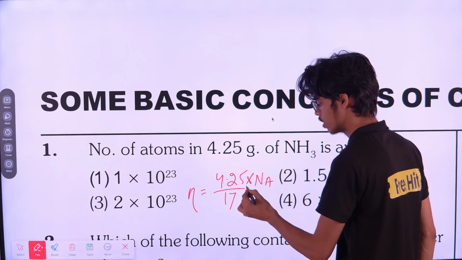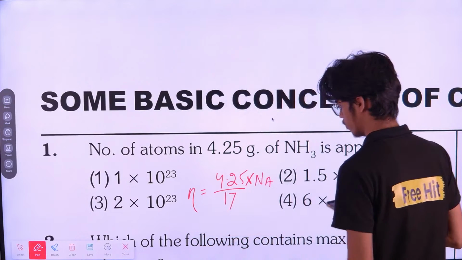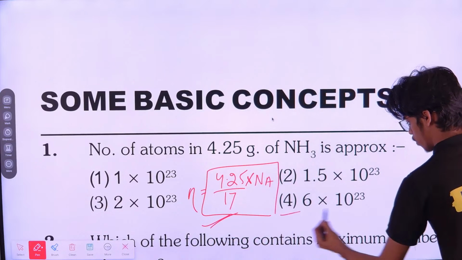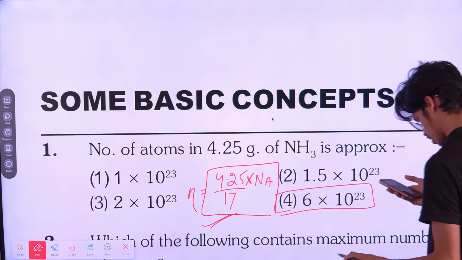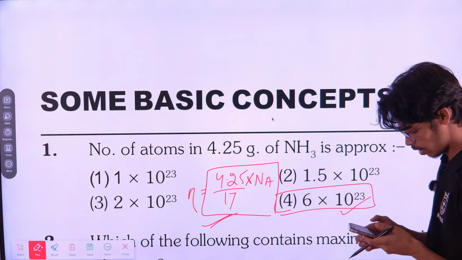And if you do not know the concept, go watch my video on one shot of some basic concepts of chemistry. Okay. So if you multiply this number, the answer you will get is 4th. Got it? And yes, Priya Jyoti, your answer is right. The answer is 6 into 10 to the power 23. I hope now you can understand.